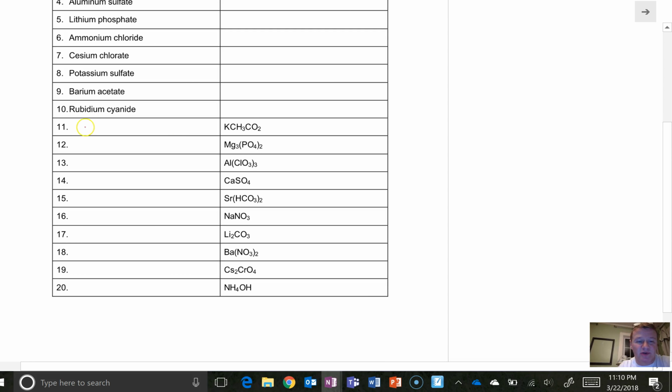Okay. And then at the bottom here, this part is pretty straightforward. This is just you're naming these. So this first one, name the cation first. So in this case, the metal is always the cation. So K, potassium, is the metal.